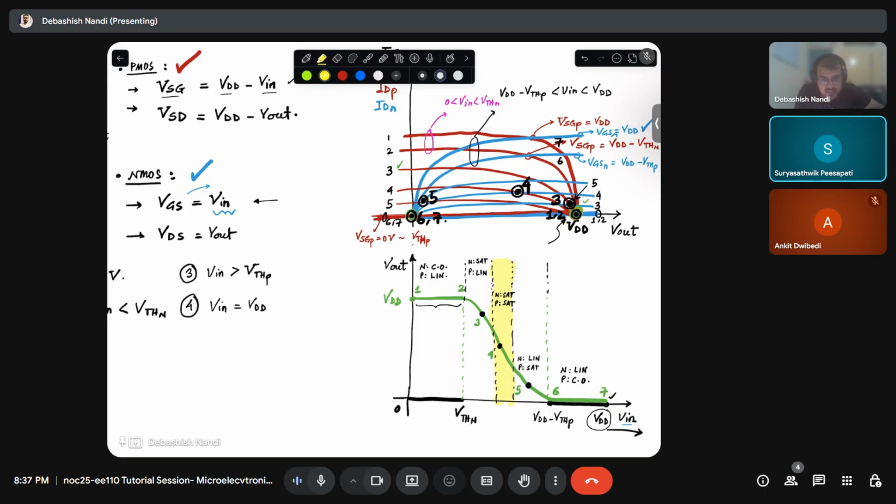Sorry, the fifth and sixth? The fifth is the saturation cutoff, no, sir? For which MOSFET? The NMOS, sir. The fifth point is where? The fifth point is here, right? Yes, sir. So look at line 5 of this and line 5 of this, and see which region they are in. This point on the blue line is in the linear region, right? And the red line is in the saturation region.